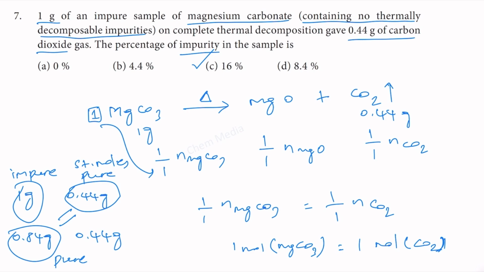If the sample was 100% pure, then the actual weight should have been 0.84 gram. But do we have 0.84 gram here? No, we have 1 gram. So, what you need to understand here is, if the impurity is increasing, then the total weight of the sample is going to increase. That is what you need to understand here.